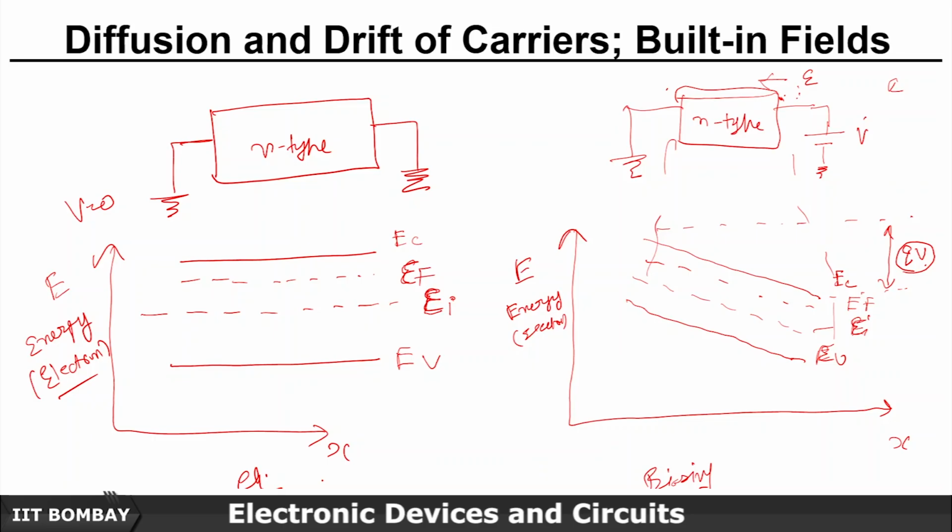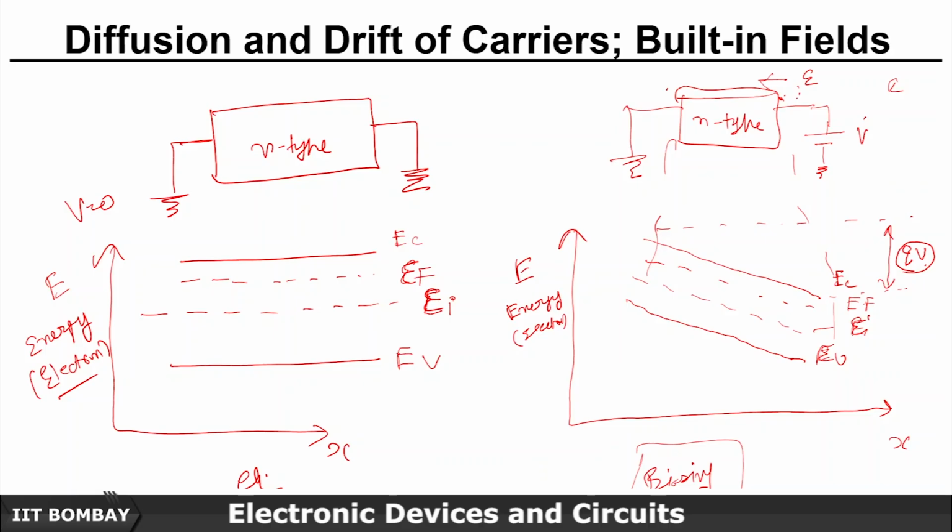But if you remember, in the last lecture we talked about the invariance of the Fermi energy level, but the Fermi energy level is not invariant here. It's varying with the direction of x because equilibrium is not being maintained here. Biasing is there. If equilibrium had been there, the Fermi energy level would remain the same. The Fermi energy level will not change.